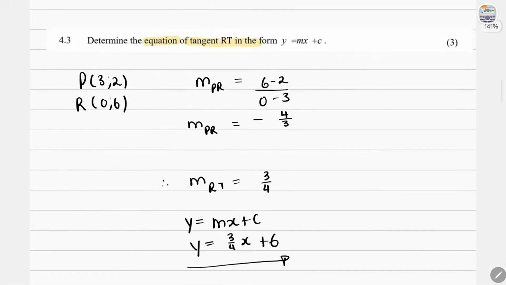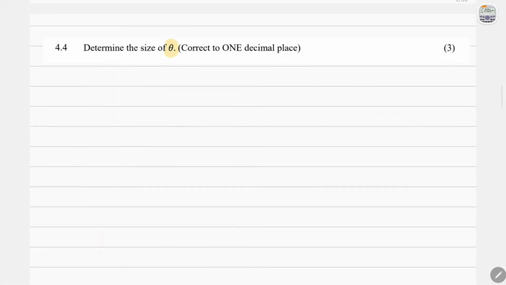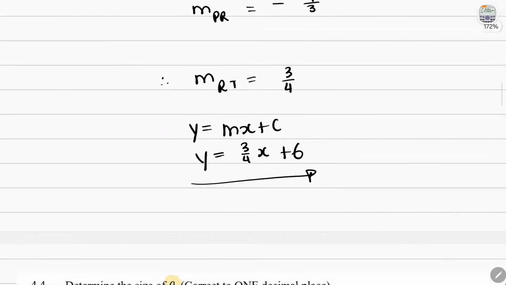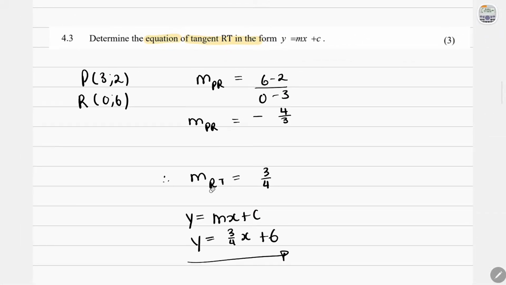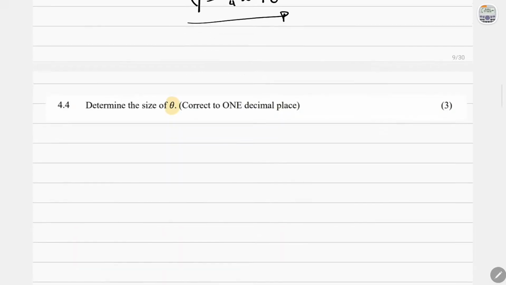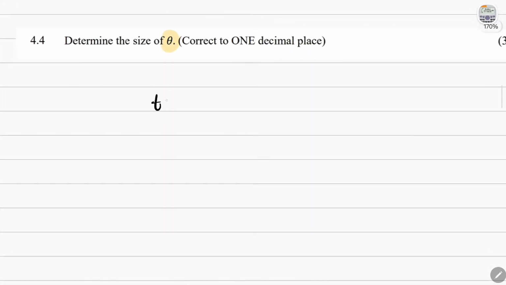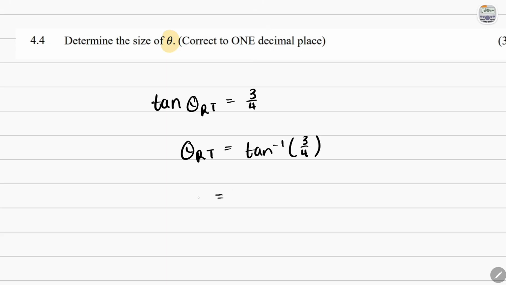Okay, so let's find that angle of inclination of TR first. We know that the gradient of this line RT, TR, is 3 over 4. So we'll say tan theta of RT equals 3 over 4. And so that means theta of RT is equal to arctan 3 over 4. And let's go ahead and find this angle.